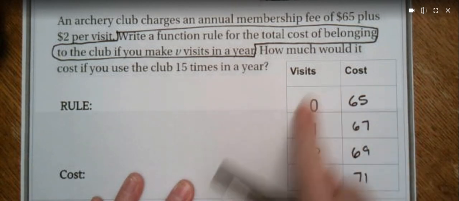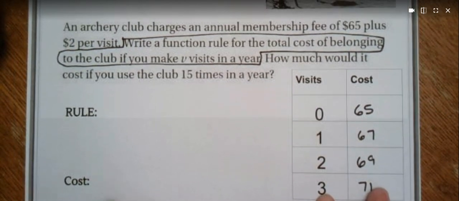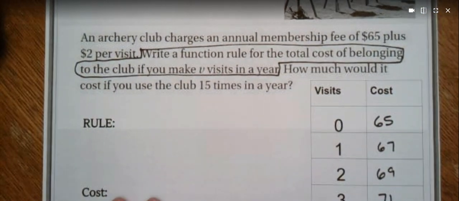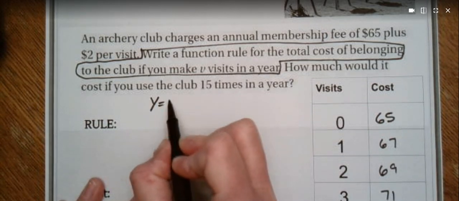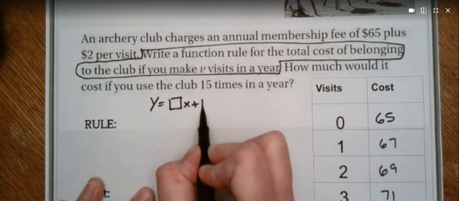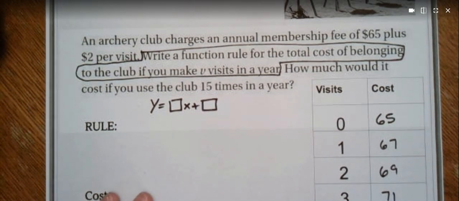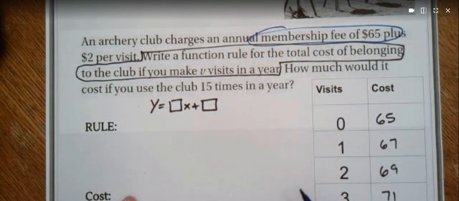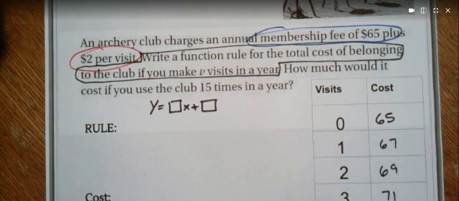So from this table, I could then write my function rule, doing what we've done before, like back in lesson 4 too, okay? But we don't need to have a table in order to do this, because think about what we know about writing function rules, right? Let's kind of keep this in the back of our mind. So we've got 2 things going on here. We have an annual membership fee of $65. That's never going to change. And we have the fact that we're paying $2 per visit, okay?